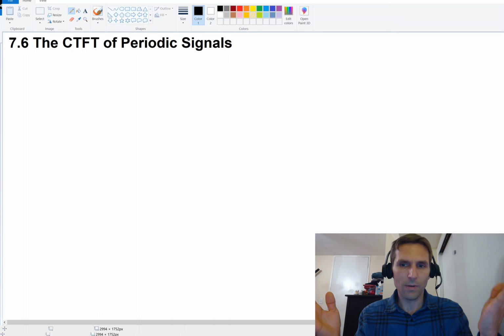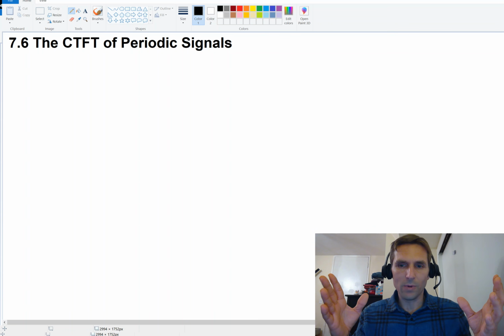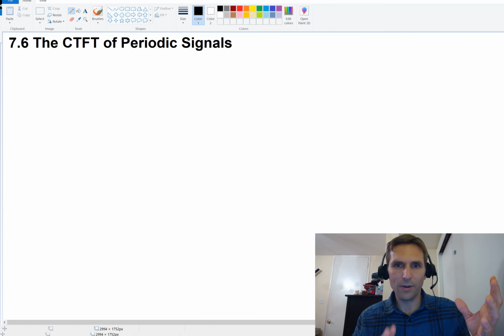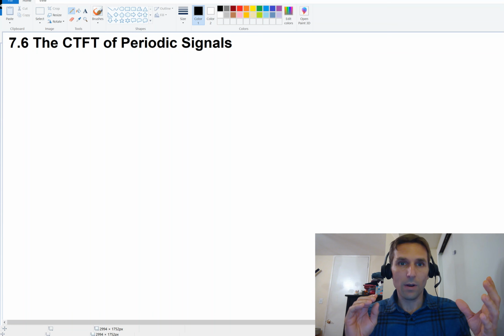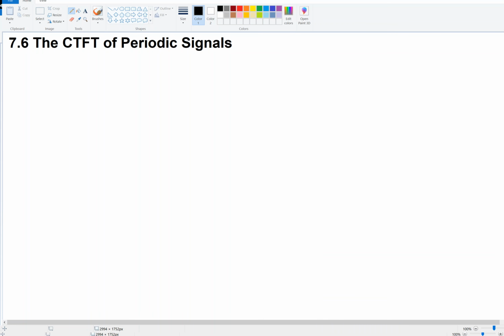So we have Fourier series for periodic signals and we have Fourier transform for aperiodic signals. We want to unify the analysis, and so we need to figure out a way of getting a Fourier transform for periodic signals, and that would thereby unify the theory, and then we'd be good to go. So that's what we're going to do in this video.